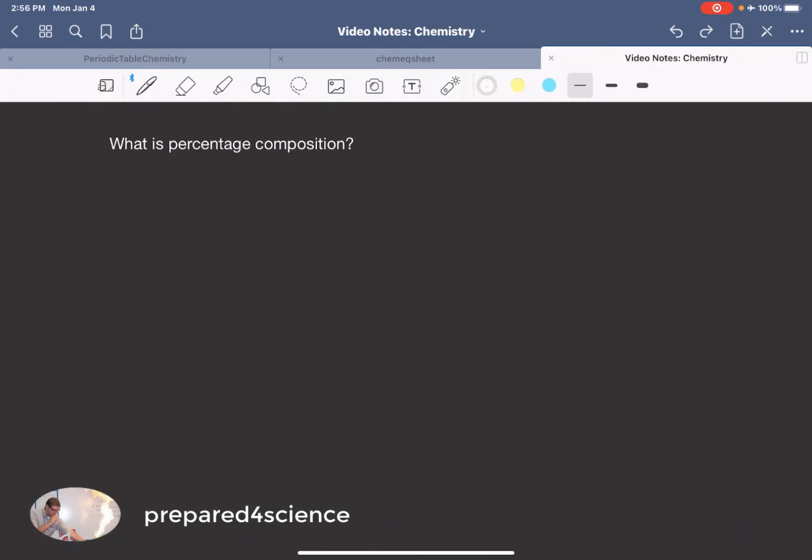Welcome back, class. Let's take a look at this concept called percentage composition. It seems like on many of these lessons, I always say this is a fundamental knowing or skill needed for chemistry, but there are a lot of fundamentals that are needed, and this is one of them. Let's just start by breaking down the concept of the words.